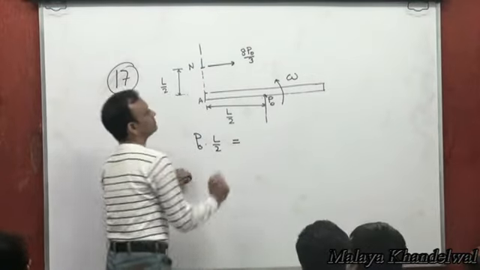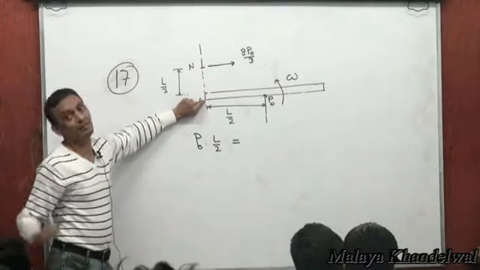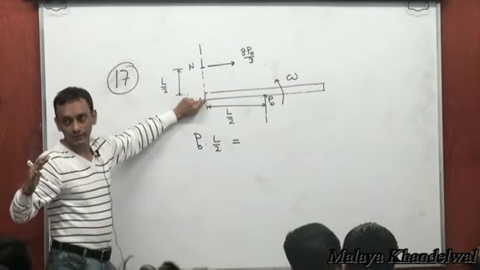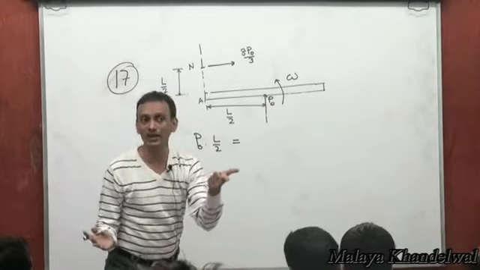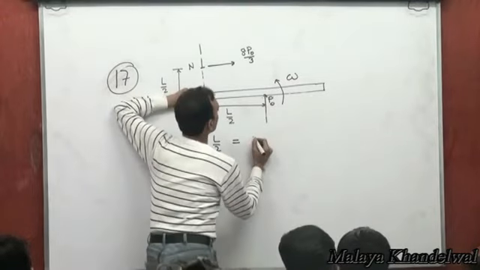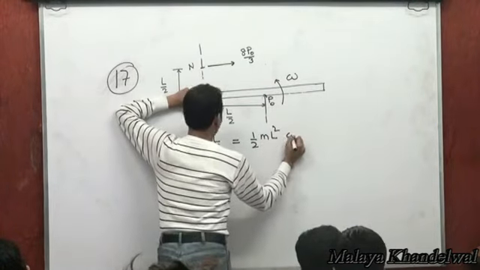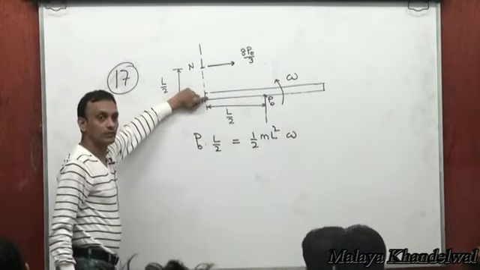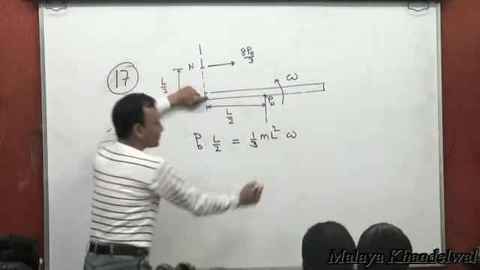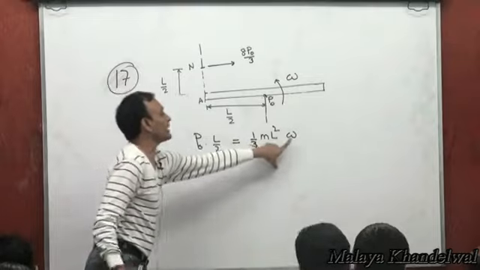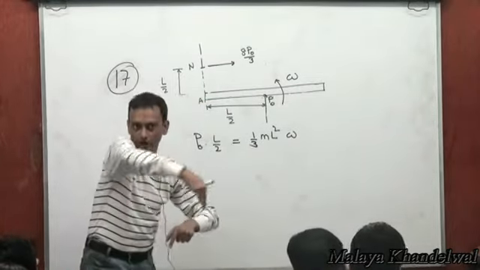So this is I about A into omega minus 0. That's the change in angular momentum, right? Angular impulse will change angular momentum. So I about A, which is 1/3 ml squared into omega, right? 1/3 ml squared into omega. So this omega is known to me from this omega, and this remains constant because it's in a horizontal plane.